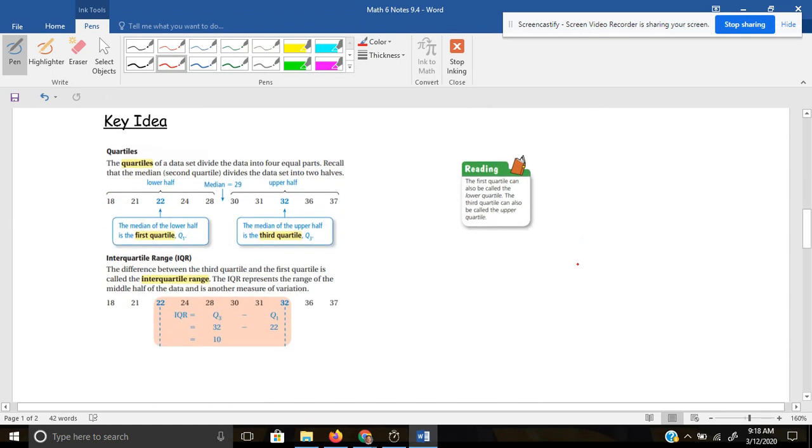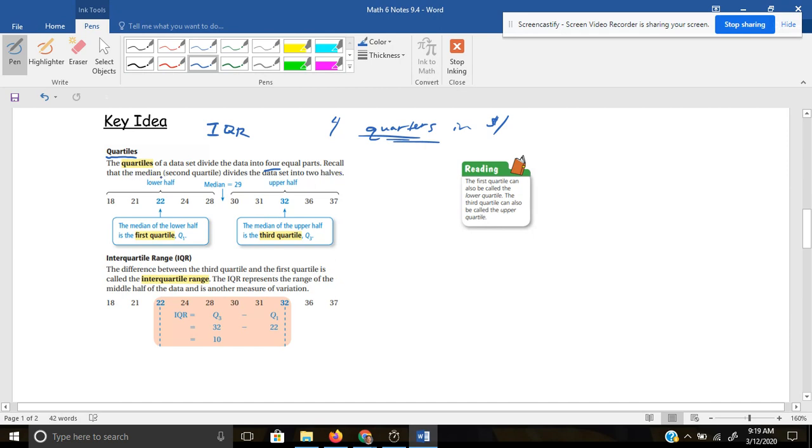All right, let's take a look at our key idea for today. And here is where we're going to talk about what I introduced in the beginning, the interquartile range, or the IQR. So first off, quartiles. What are quartiles? The quartiles of a data set divide the data into 4 equal parts. That makes sense because quartiles, the root word there is quarter, and there are 4 quarters in a dollar. Okay, it divides the data set into 4 equal parts.